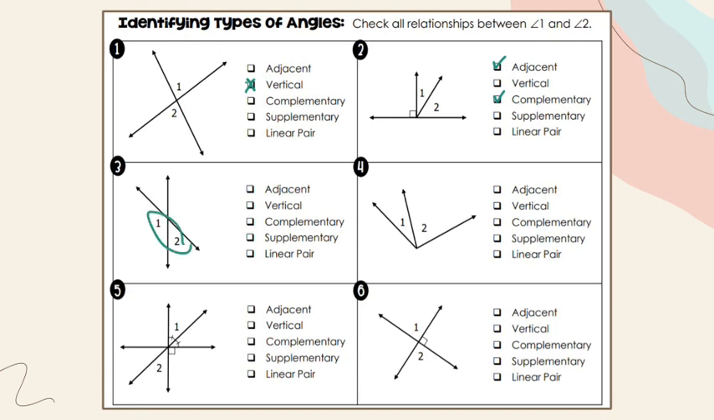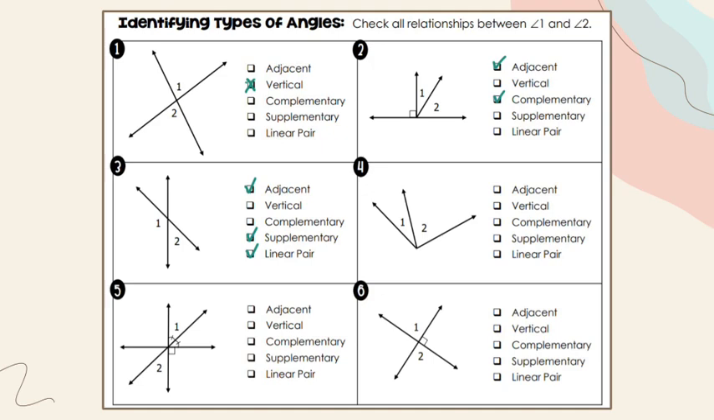Number 3, angles 1 and 2. They are adjacent because they do share a common side. Vertical angles would be across from each other. They are not vertical angles. Complementary angles add up to 90 degrees. These two angles together are not 90 degrees, but they are 180 degrees because when you put these together, they form a straight line. Now, if the angles are adjacent and supplementary, they have to also be a linear pair.